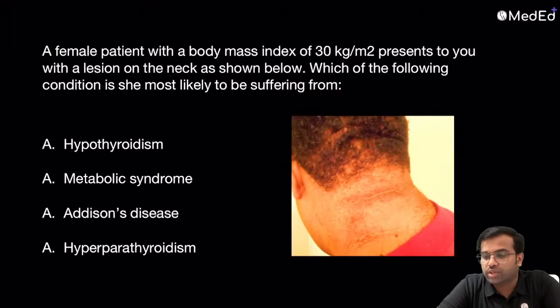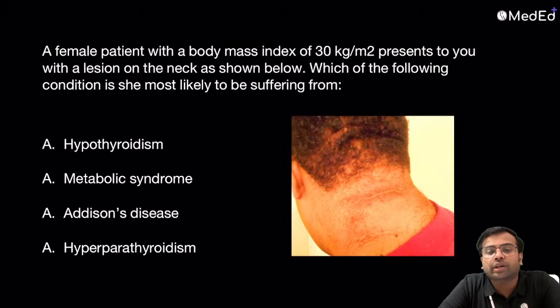Now let's see the next question. So the next question says that there is a female patient with a body mass index of 30 kg per m square and she presents to you with a lesion over the neck as shown below. Which of the following conditions is she most likely to be suffering from?